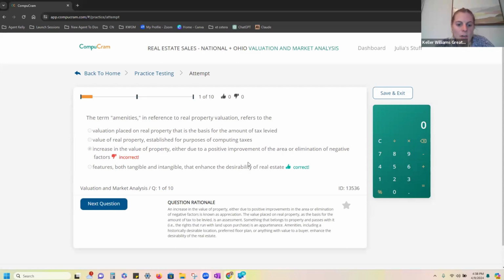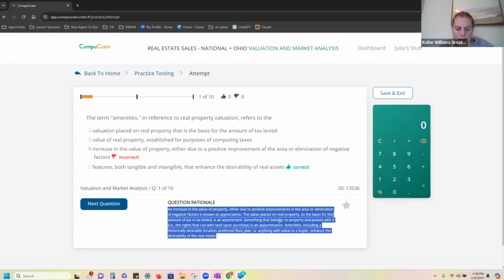An increase in the value of property, either due to positive improvements in the area or elimination of negative factors, is known as appreciation. Okay, so the one we chose, this is the definition of appreciation. Amenities, including historically desirable location, preferred floor plan, or anything with value to a buyer, enhance the desirability of the real estate. So the both tangible and intangible that enhances desirability. Yeah, that was a tricky one.